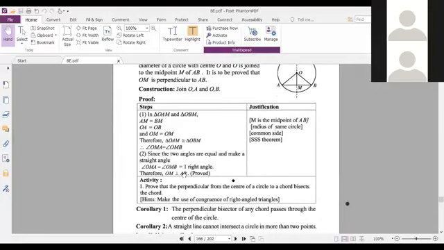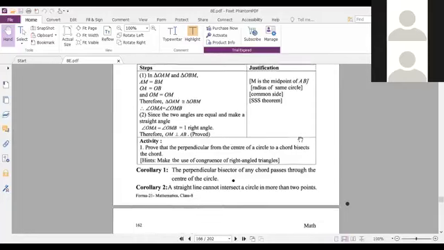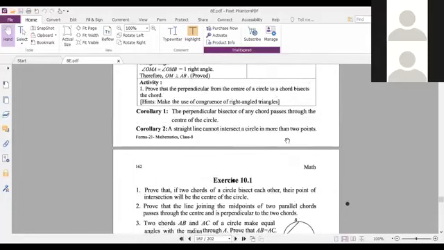Since two angles are equal and make a straight angle, then OMA is equal to OMB is equal to 1 right angle. If OMA and OMB are right angles, then OM must be perpendicular to AB. Good. Is that clear, everyone?